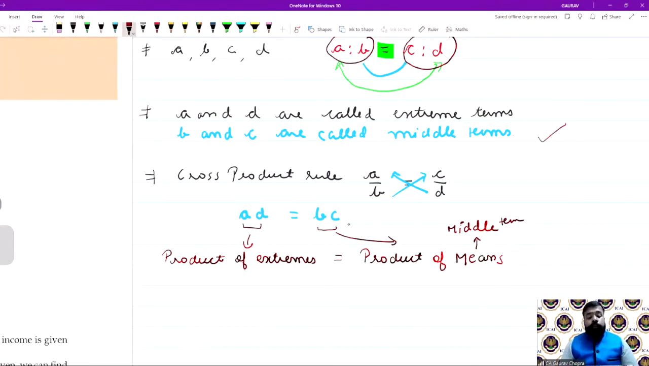फिर हमने बात किया क्रॉस प्रोडक्ट रूल के बारे में. That means अगर हम उसे फ्रैक्शन में लिखे so A by B equals C by D. और फिर हमें क्रॉस मल्टीप्लाई अप्लाई करना है. और जैसे ही हम क्रॉस मल्टीप्लाई अप्लाई करेंगे तो रिजल्ट आएगा, AD is equal to BC. Now AD का मतलब क्या हो गया, product of extremes, एक्सट्रीम वैल्यू का प्रोडक्ट. And BC is known as the product of middle terms, or we can say that the product of means.